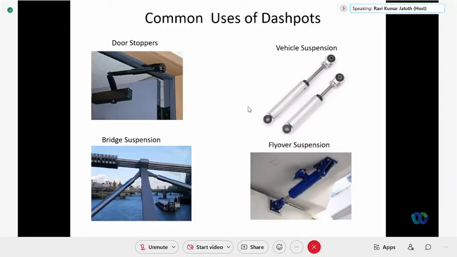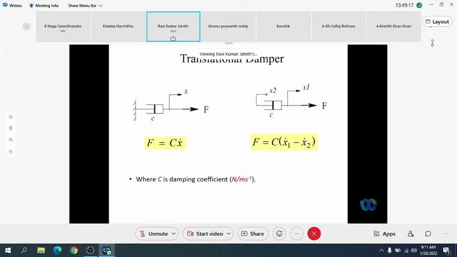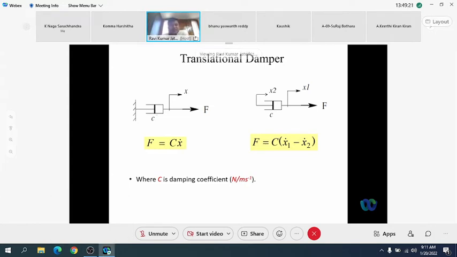These are the dampers; generally we use door stoppers, right? Damper examples: door stoppers, vehicle suspension, bridge suspension, and flyover suspension. These are a few damper examples that we are going to use. And then coming to the translational damper, modeling also we have seen.